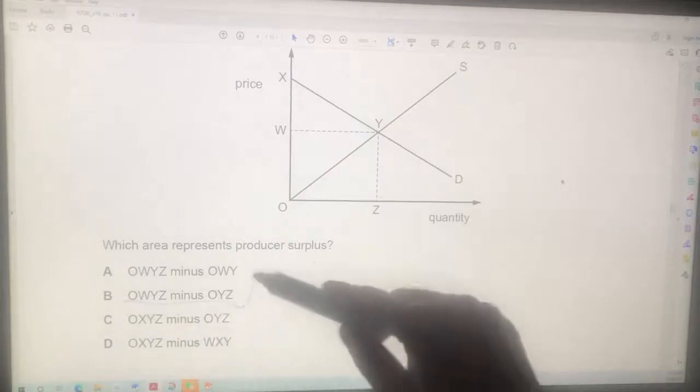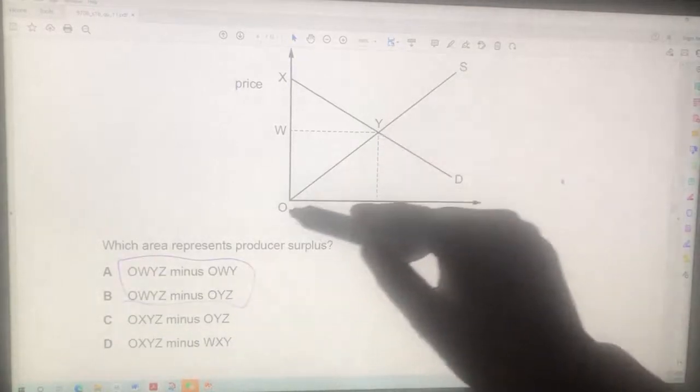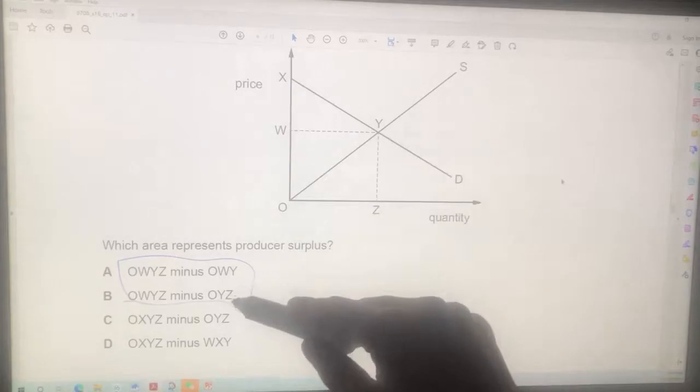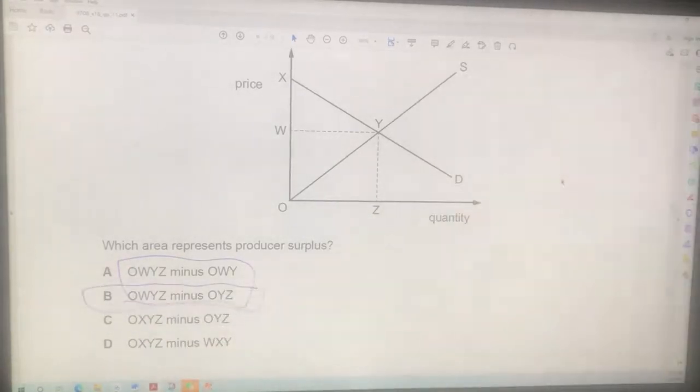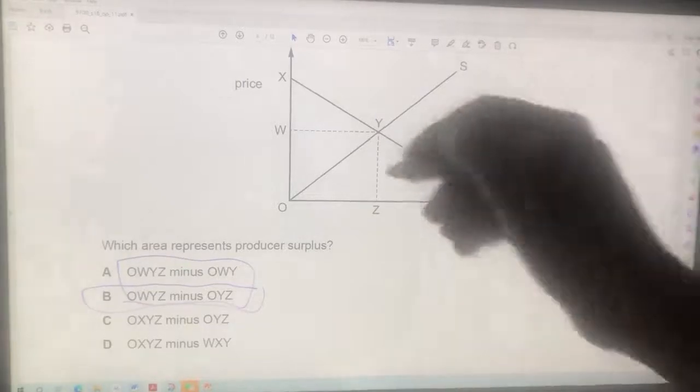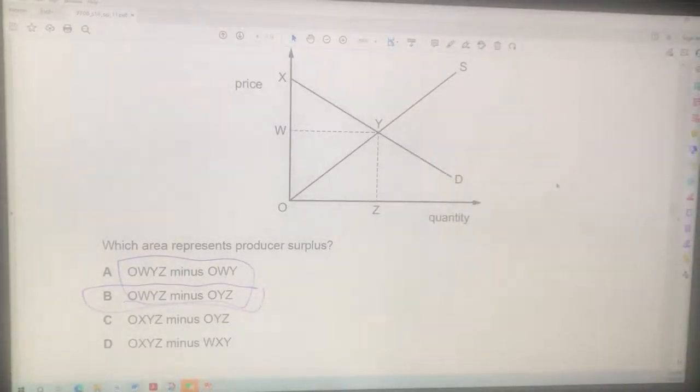OZWY minus OZY. OZY. Oh, the answer for 13 must be, line it up, must be B, right? Oh, they made us do some tricky math there.